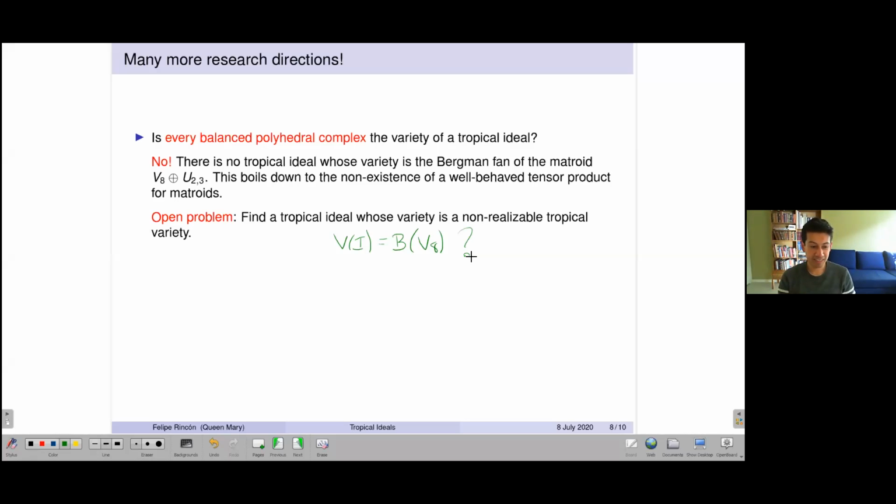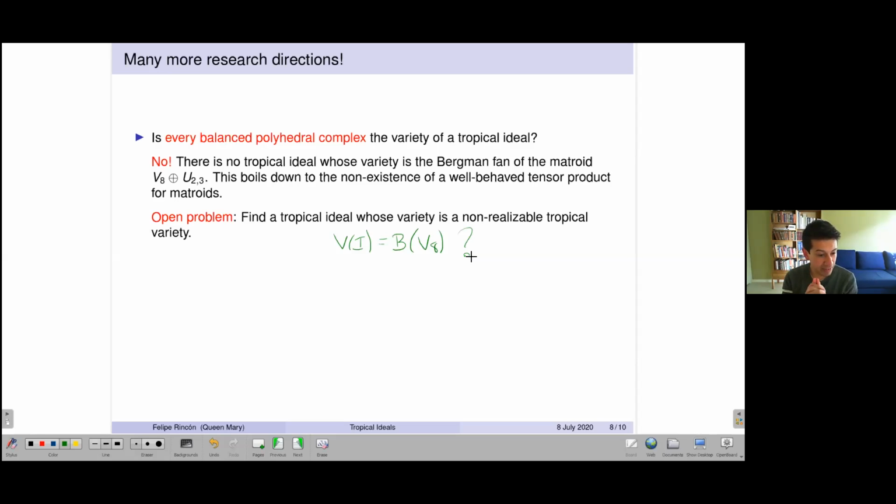How do you think of this extra scheme structure? That's a good question. The ideal is telling you this structure, but you don't really see it geometrically. That's the point of scheme theory. You really do need to deal with the tropical polynomials themselves.